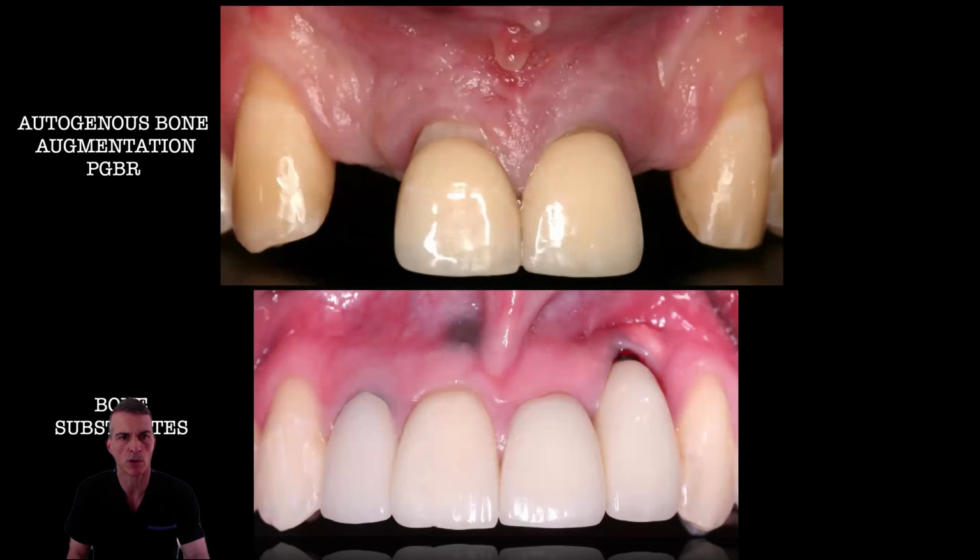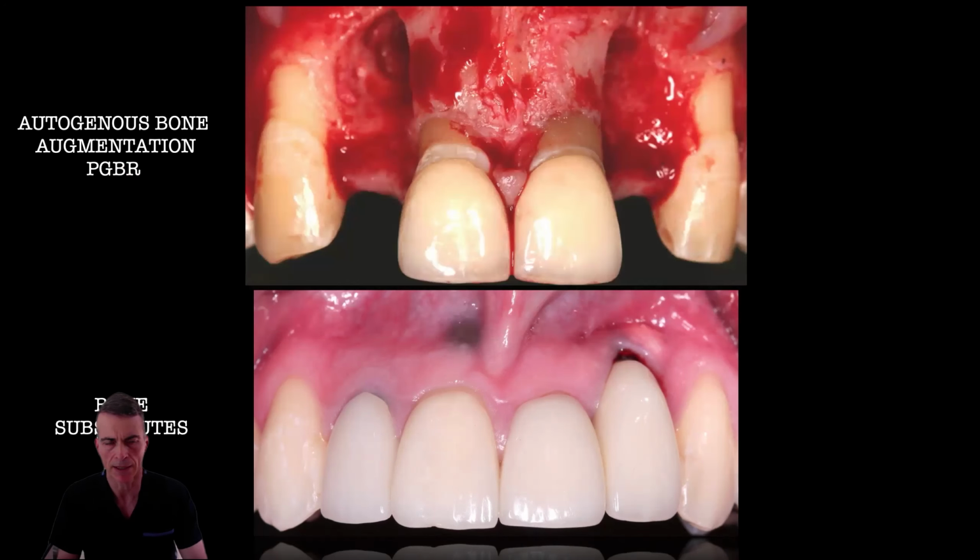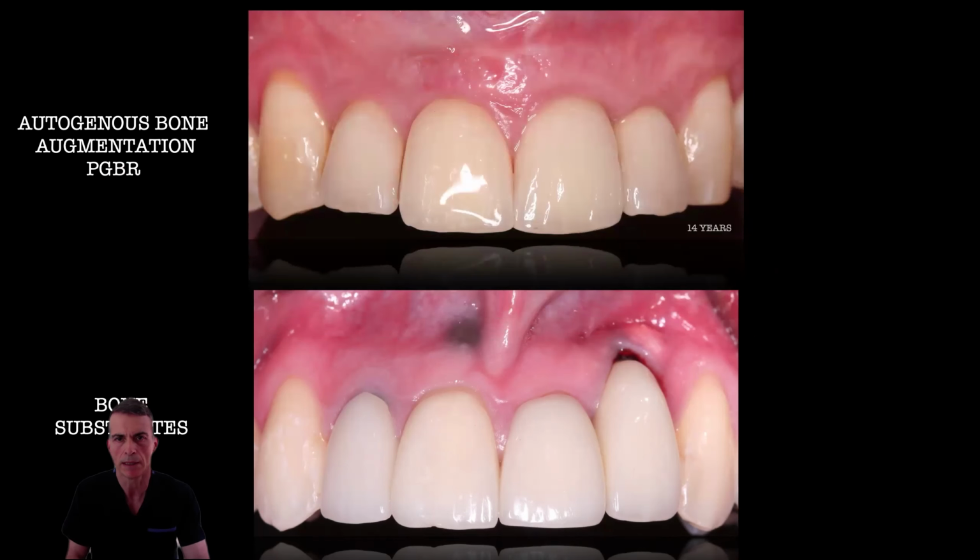These are, again, two different cases. I will be showcasing different cases, and we can discuss the reasons why these cases are considered a success or a failure. The case on the top: the patient had lost those lateral incisors, had severe bony defects, and that had to be reconstructed following the principles of periosteal-guided bone regeneration. That's what we did. And after 14 plus years, this case is definitely considered a success.